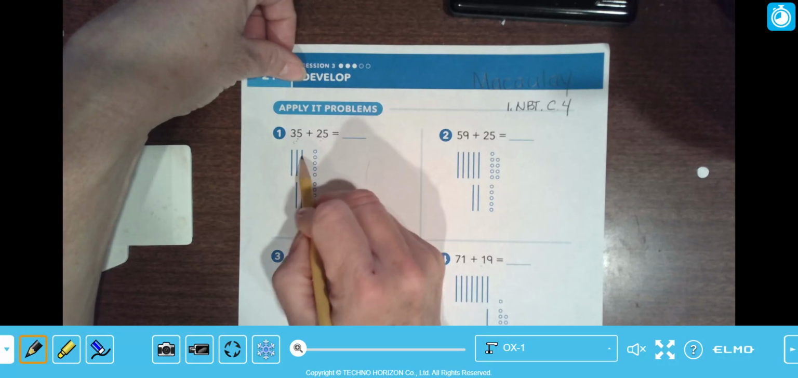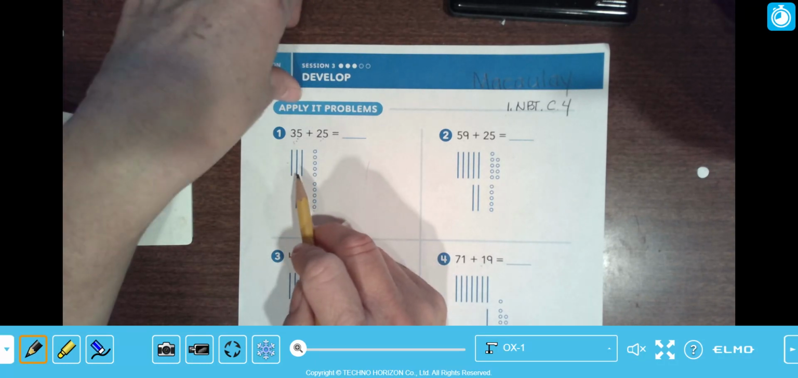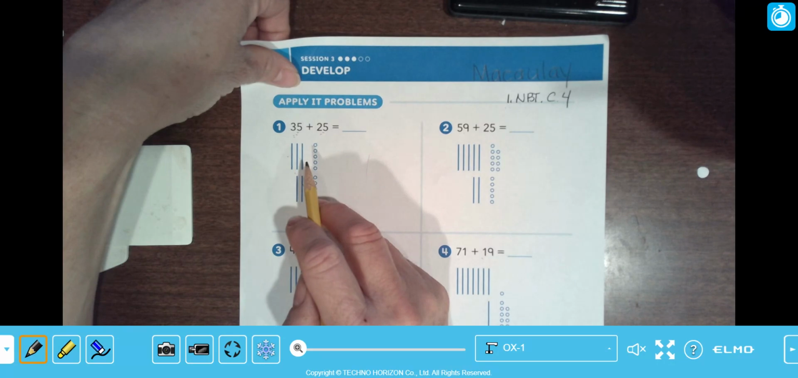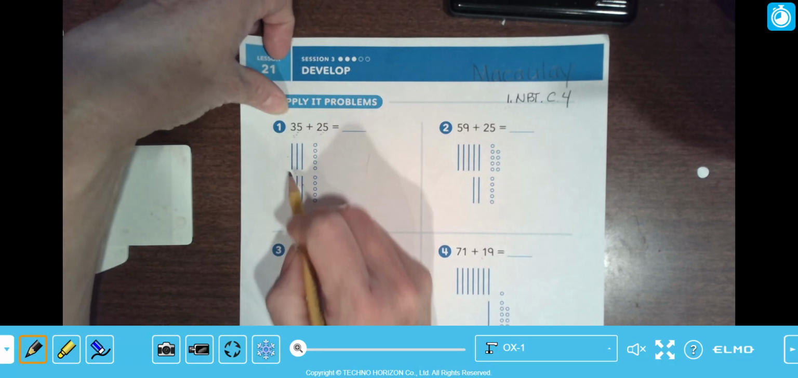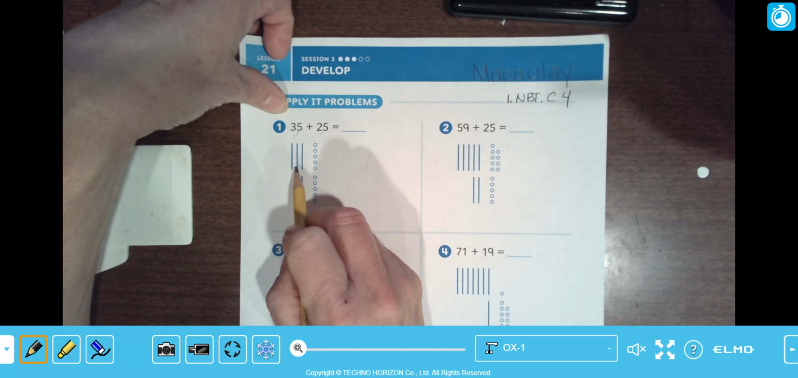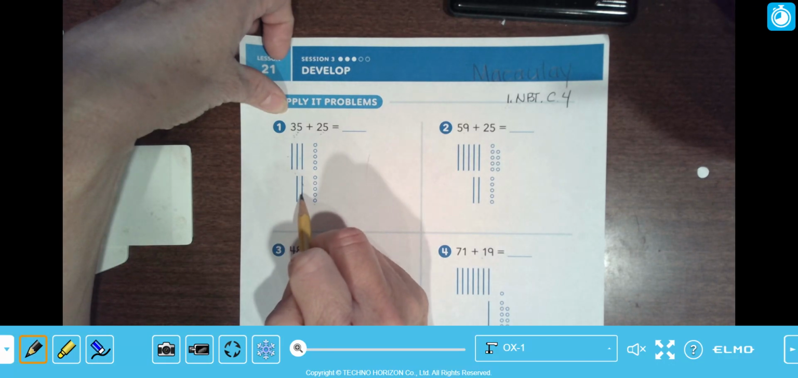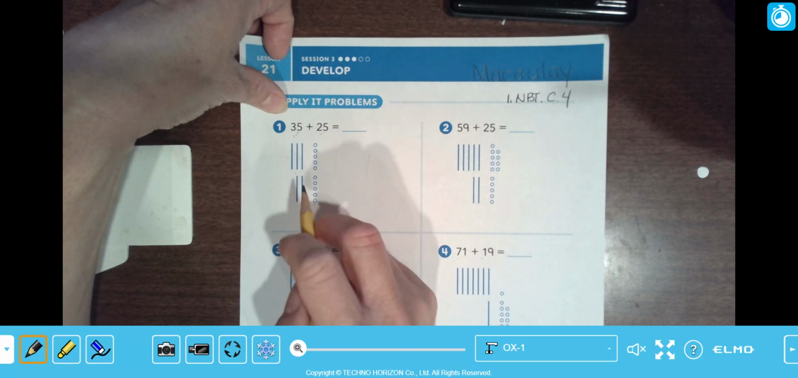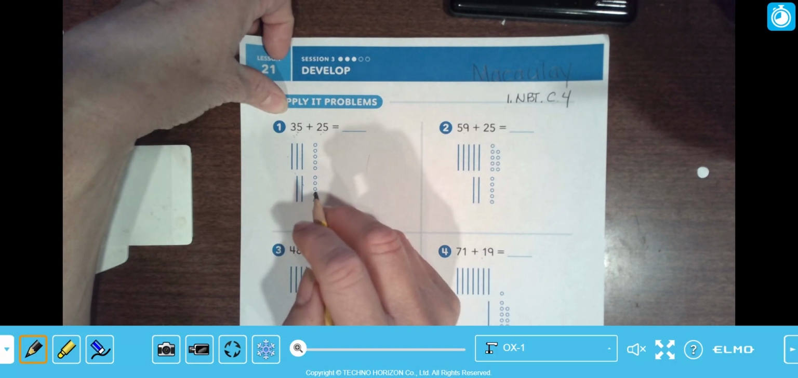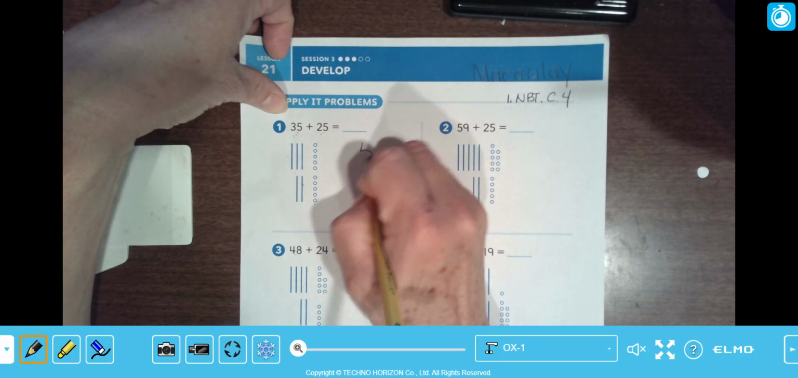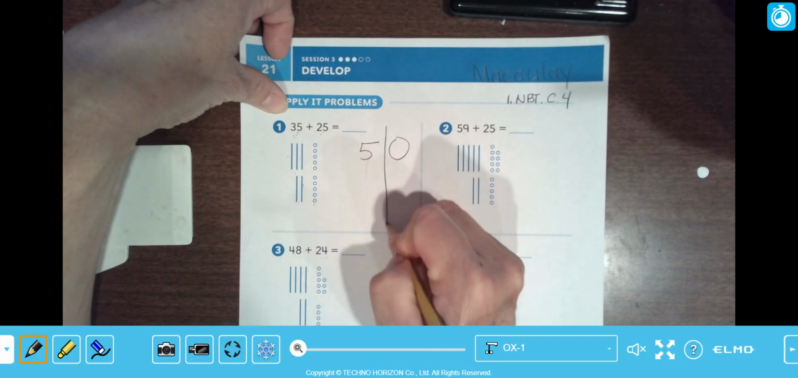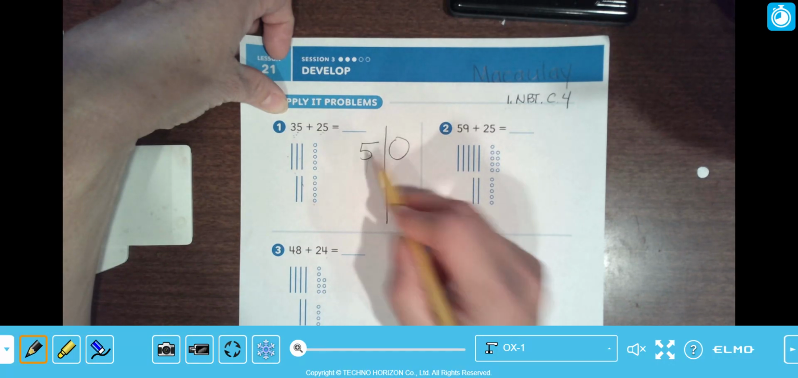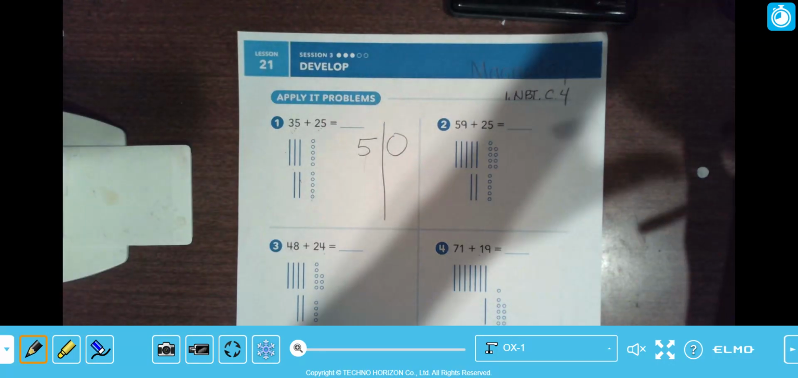So we're going to add the 10s first, okay? When you add the 10s, you got to skip count by 10. Okay, so let's skip count. Ready? Begin. 10, 20, 30, 40, 50. How much was it? Yeah, 50. So right here, I'm going to write 50. And then I'm going to draw a line down the middle to separate the 1s and the 10s. Go ahead and do that.